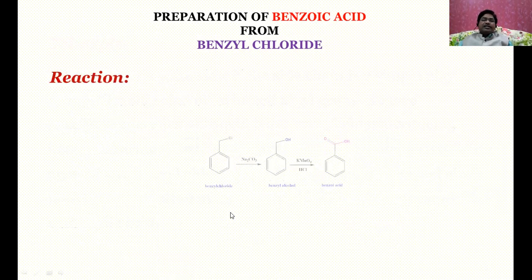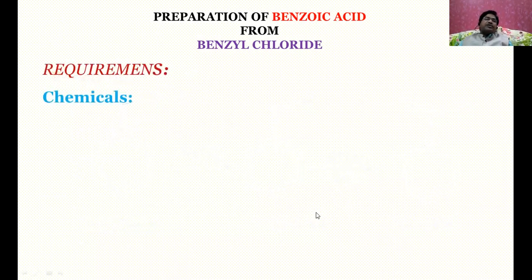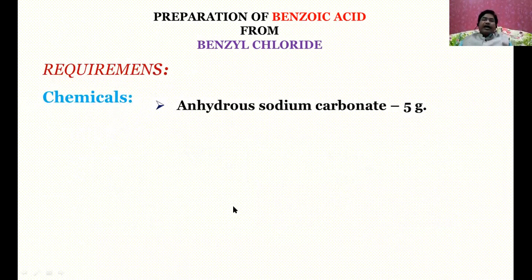Let us see what reaction is involved here. This is benzyl chloride, with CH2Cl. When it is treated with aqueous sodium carbonate, nucleophilic substitution takes place and the chloride ion is replaced by OH. Then the benzyl alcohol, when treated with potassium permanganate, which is a strong oxidizing agent, in an acidic medium, gives benzoic acid. What are the requirements for this? One is anhydrous sodium carbonate, around 5 grams.